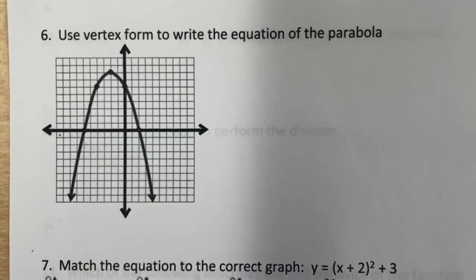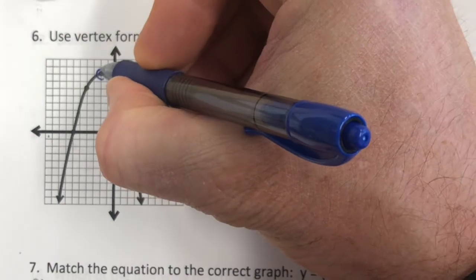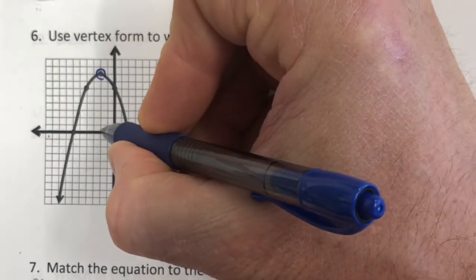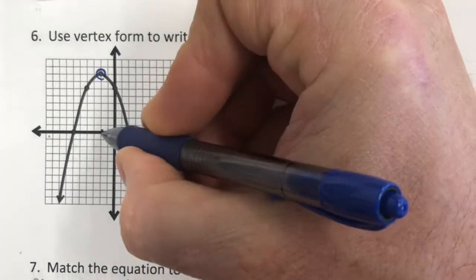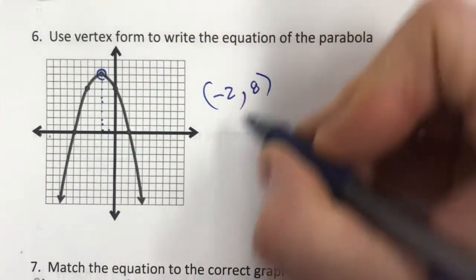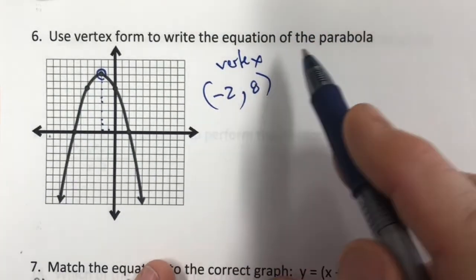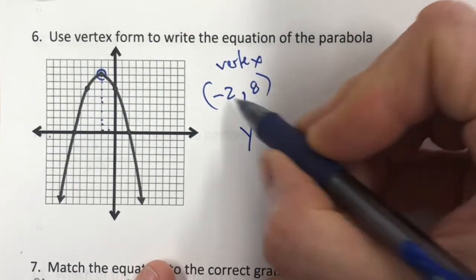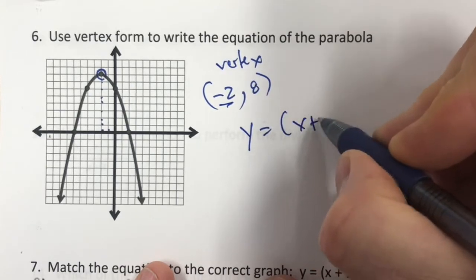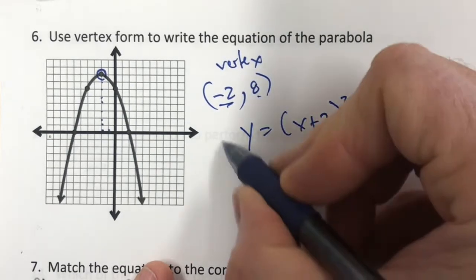All right, number 6. Use vertex form to write the equation of the parabola here. So again, there's my vertex right there, which is 1, 2, negative 2, then 1, 2, 3, 4, 5, 6, 7, 8. There's my vertex right there. It says use vertex form to write the equation. So it's going to be y equals, and right here, negative 2, it's going to be x plus 2 squared, and then positive 8, so plus 8. And there's my answer right there.